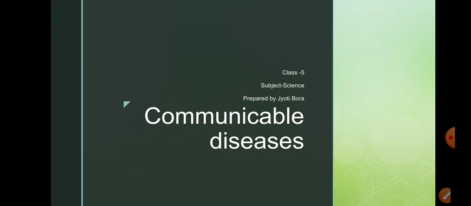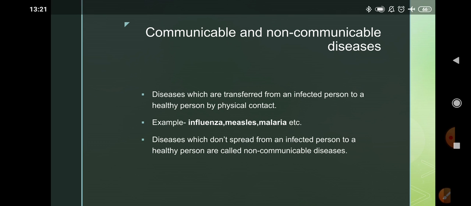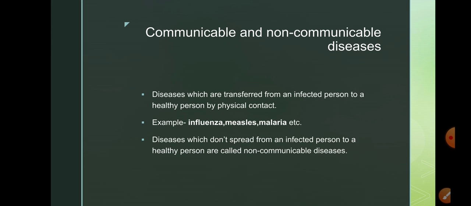The name of the chapter is Communicable Diseases. Now, let us first understand the meaning of diseases. Disease is made up of two words, dis and ease. Dis-ease means with or without comfort, means when a person is not in comfort, then we call that state as disease. All the diseases are grouped into two categories.